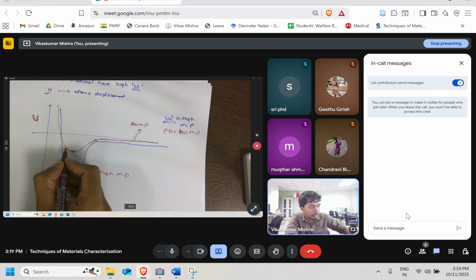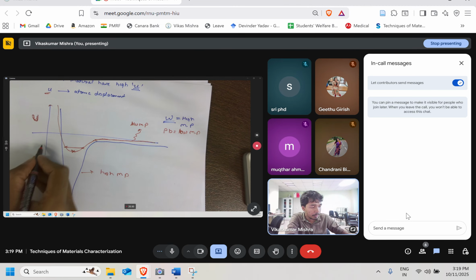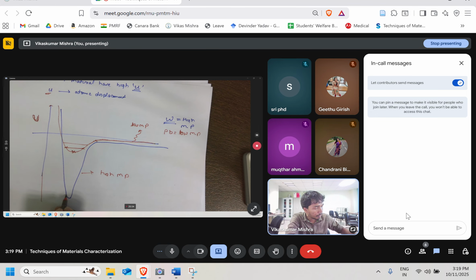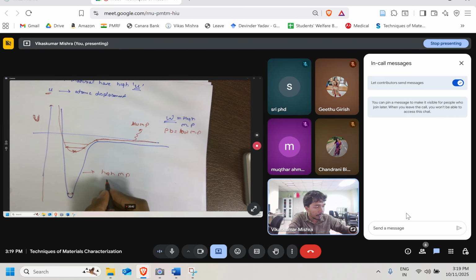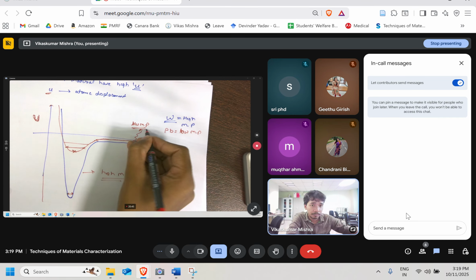A small increase in temperature will lead to a larger amount of displacement. For the high melting point one, with a small increase in temperature, the displacement will not be to that larger extent. Okay. So this is what it means. It is how this potential well is created between the high melting point and the low melting point.